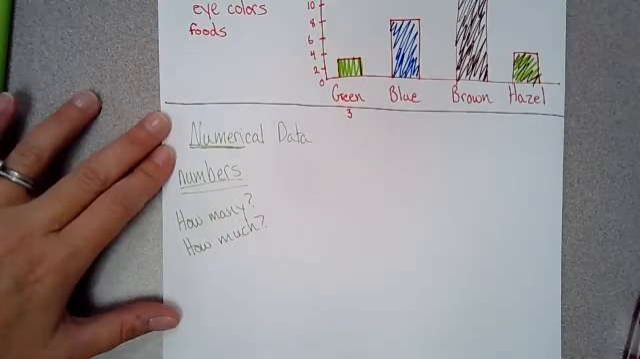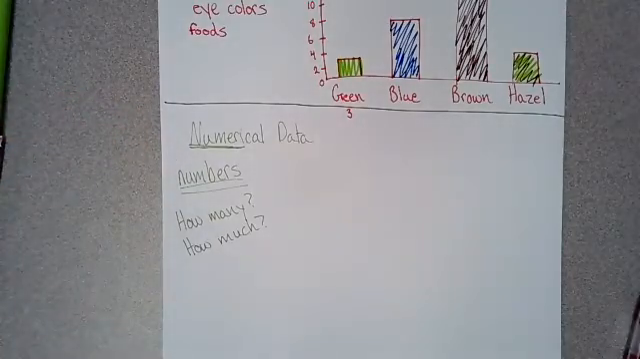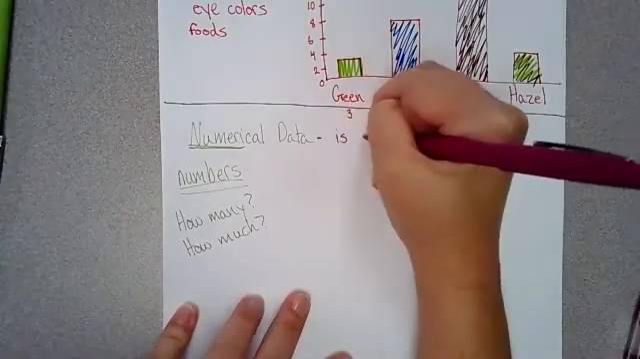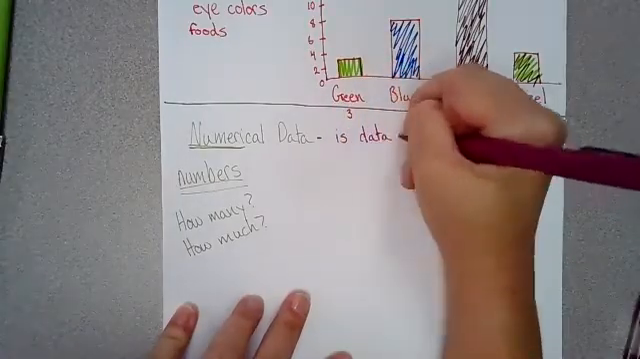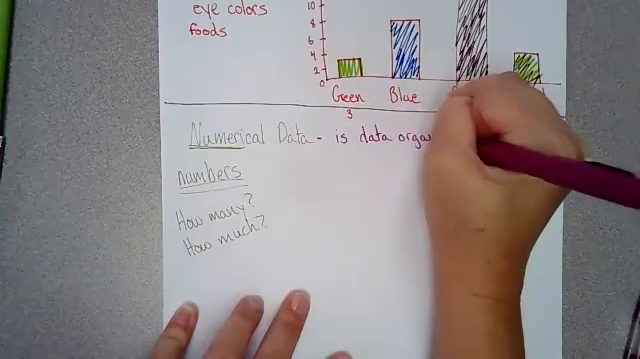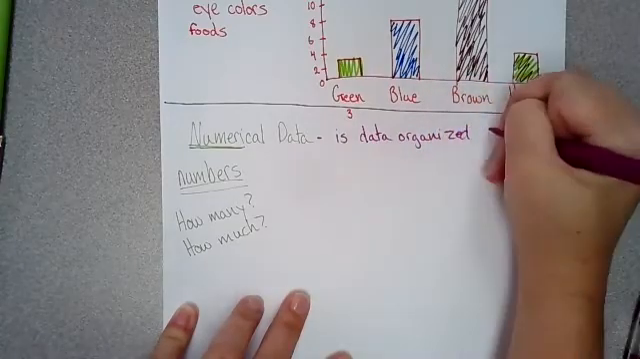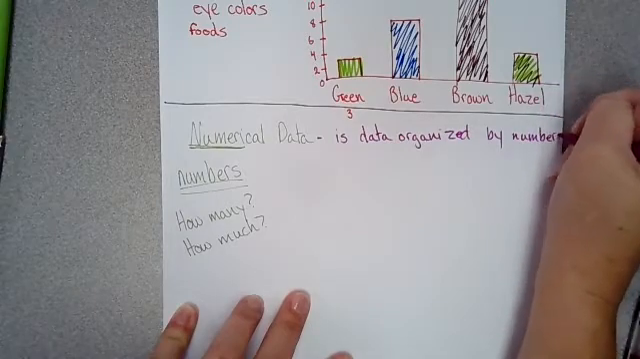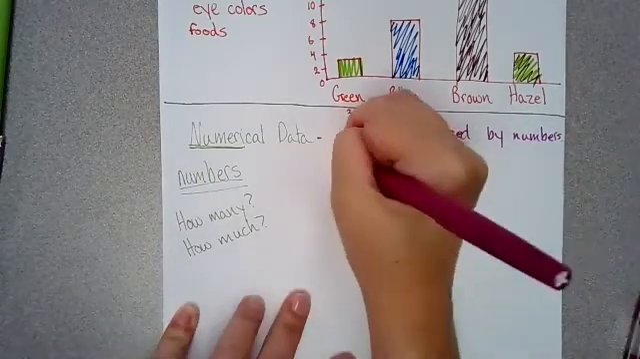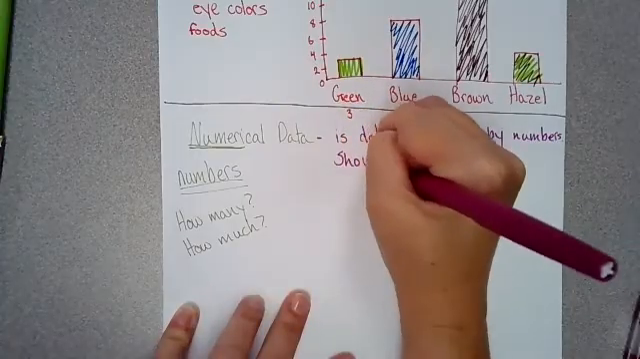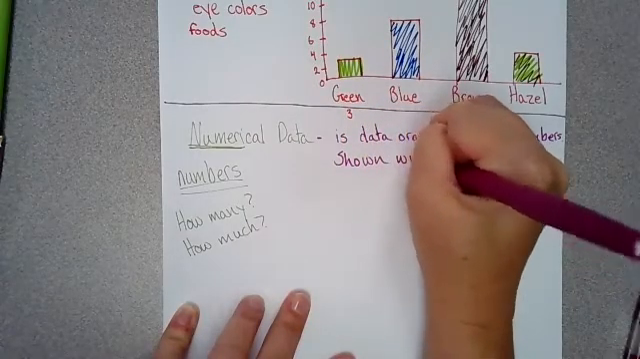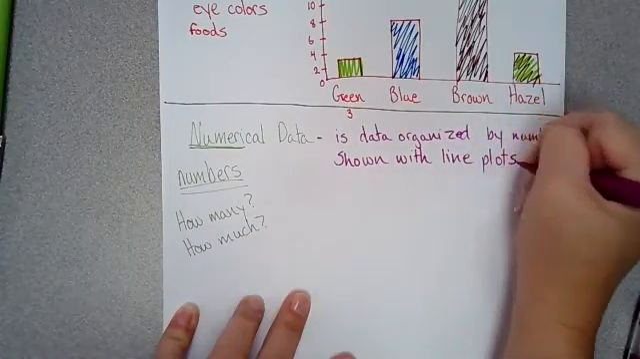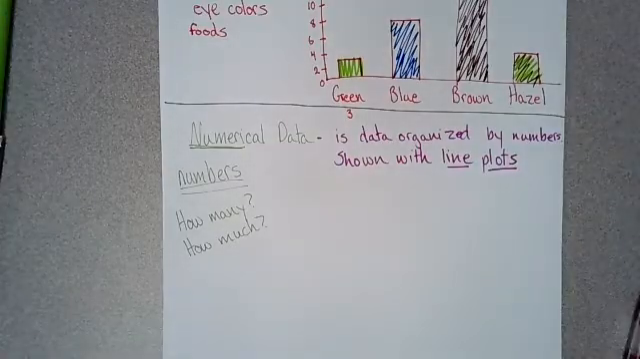And these are organized in line plots. So let's take down our definition. Numerical data is data organized by numbers. And I'm going to explain more in a minute. Okay, it is shown with line plots. Line plots, not line graphs, okay, line plots. Now, a line plot looks like this.